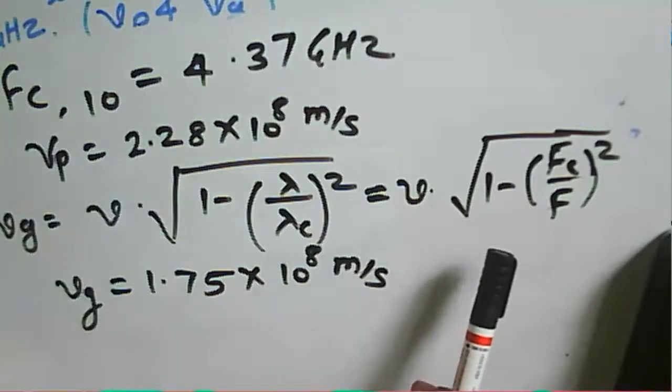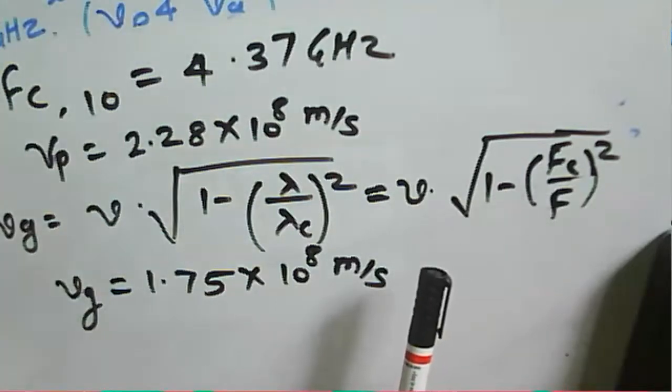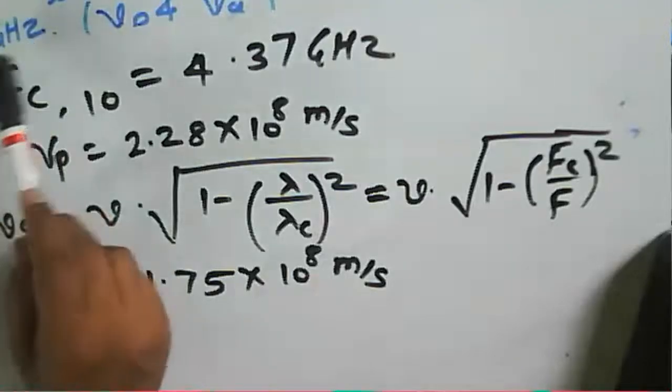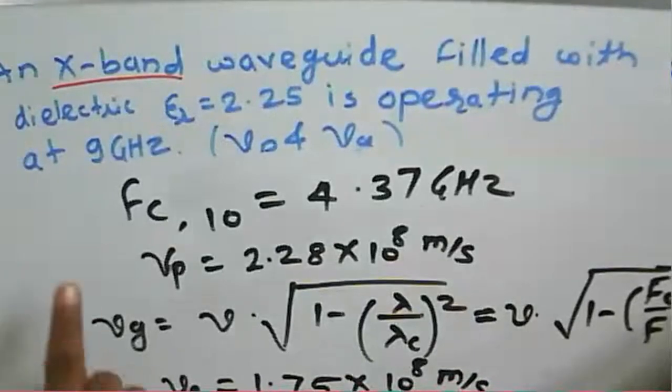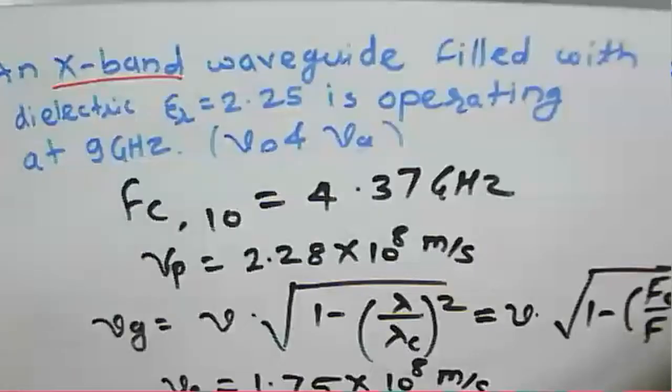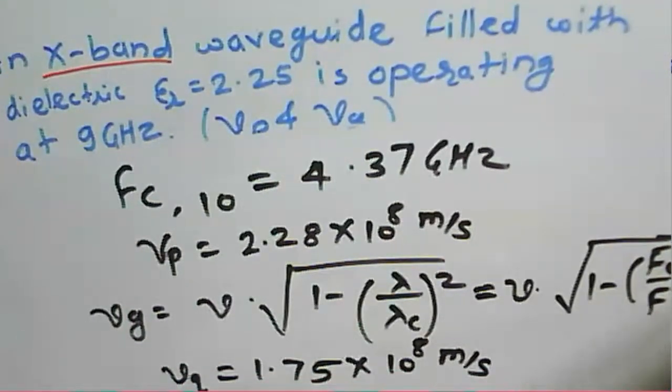And for fc and f, fc we need to use for the cutoff frequency, and f is the operating frequency. If you have seen, the operating frequency is given as 9 gigahertz. From these values, the dielectric constant is given, so we could not directly use epsilon 0 and mu 0 here. We need to consider the dielectric constant, and then obtain a, fc and f. So this is about group velocity and phase velocity.